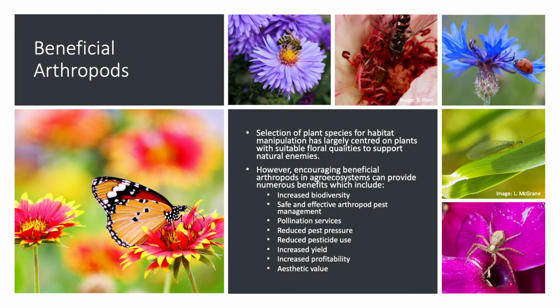Natural enemies associated with plants come in many forms and include insects and arachnids such as hoverflies, lacewings and spiders. While the choice of plant species for habitat manipulation has largely centred on plants with suitable floral qualities to support natural enemies, there are numerous other benefits that can be attained through encouraging and supporting beneficials in agroecosystems. These include increased biodiversity, both safe and effective arthropod pest management, pollination services, not just from our bees, being those native or introduced, but also from the numerous other insects out there that visit flowers. Reduced pest pressure, reduced insecticide use, and increased yield may also be observed in several circumstances, as well as increased profitability. And of course, the aesthetic value of introducing these flowering plants to our landscapes.